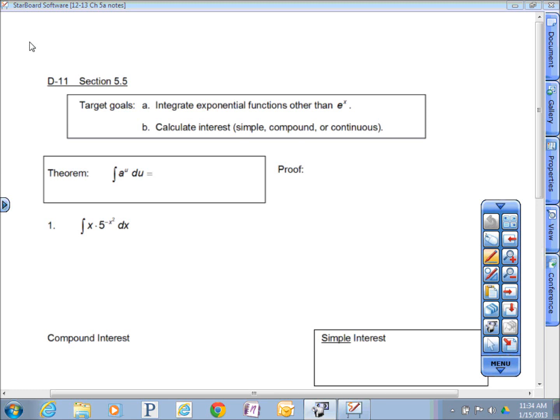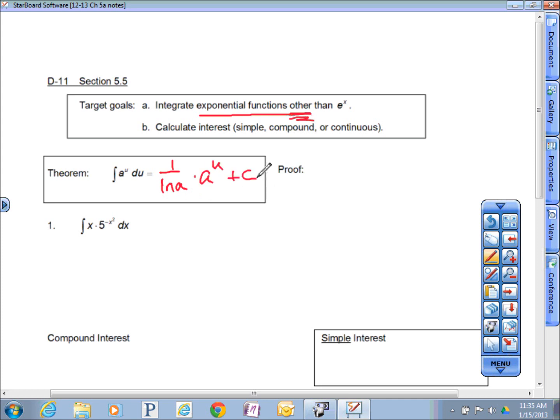Last day of new material in Chapter 5, and we've taken derivatives of all kinds of different functions. So this time we're going to integrate an exponential function that's not e to the x. We have different bases here. So this integral, if we want to set it up, I'll give the formula: 1 over natural log of a times a to the u plus c.